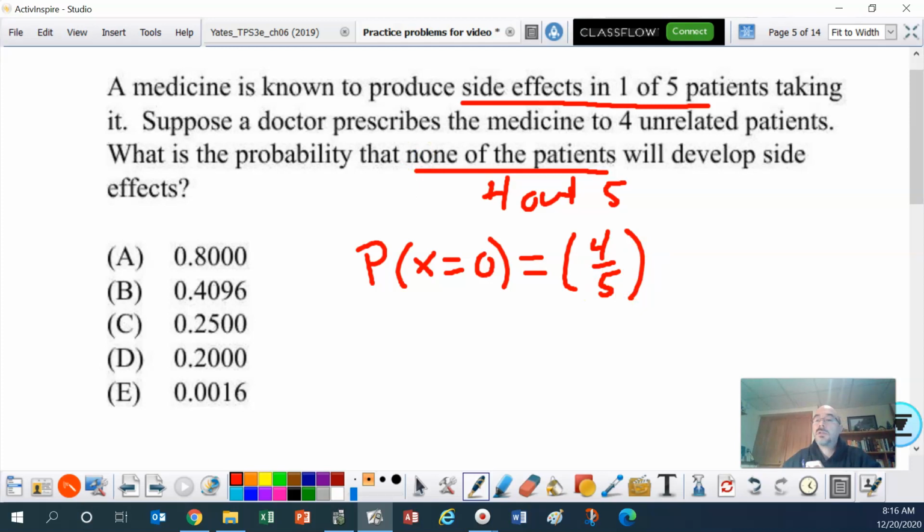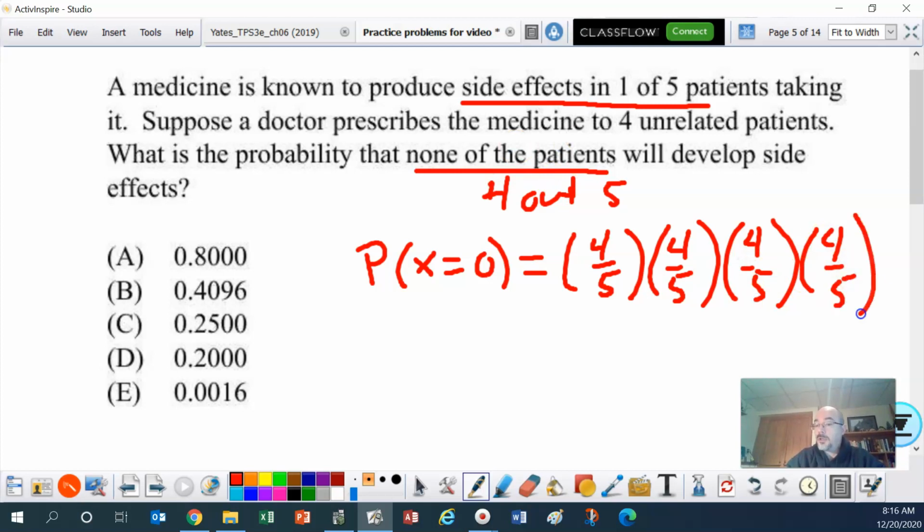So the first patient does not develop it, and the second patient does not develop it, and the third patient does not develop it, and the fourth patient does not develop a side effect. So 4/5, you could go 4/5 times the probability of the second patient, and the third patient, and the fourth patient, or you could simply go 4/5 to the 4th power.